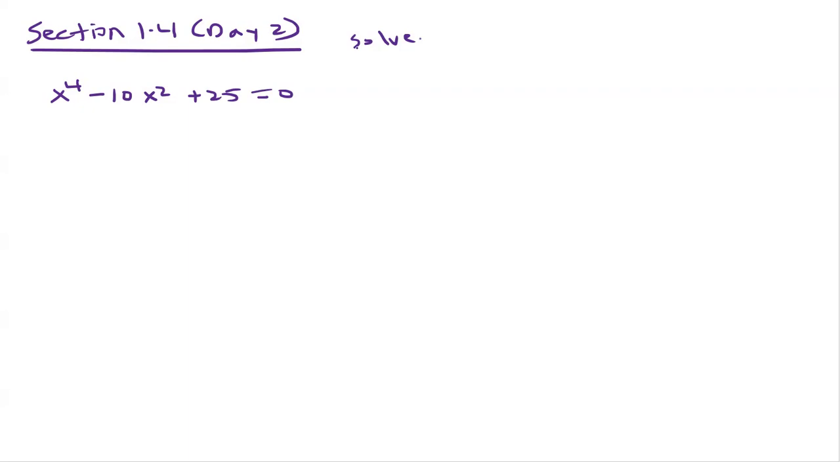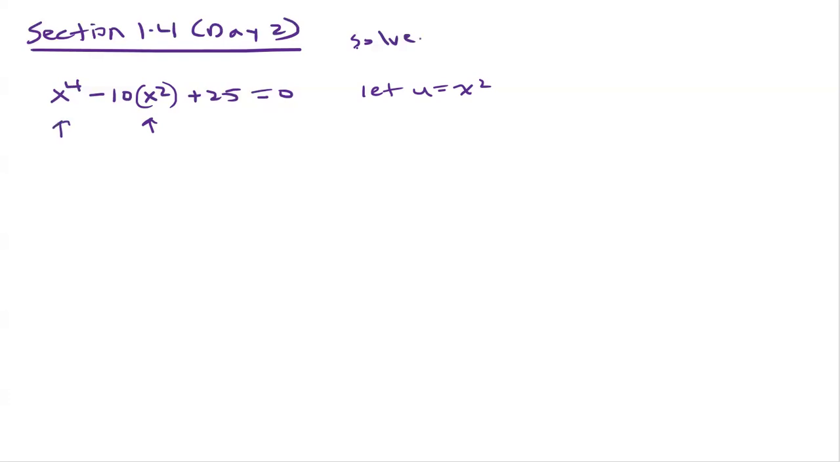Well, if you look at the center term, you have an x squared. That x squared is going to be our hint a lot of times for what we're going to substitute. So we're going to say let u equal x squared, and then we're going to rewrite everything in terms of u. But before we do that, we need to replace the x fourth first.